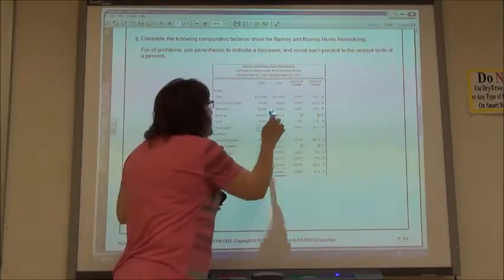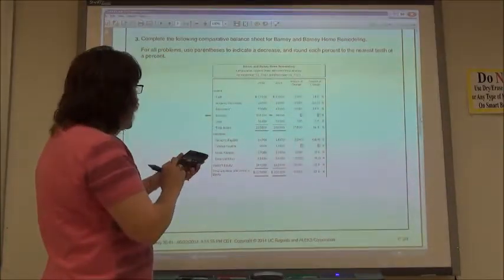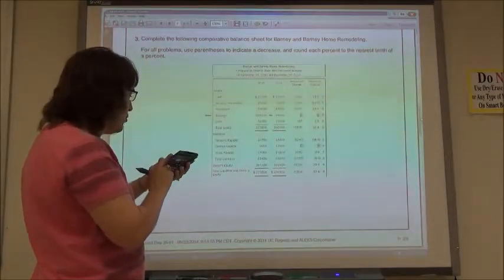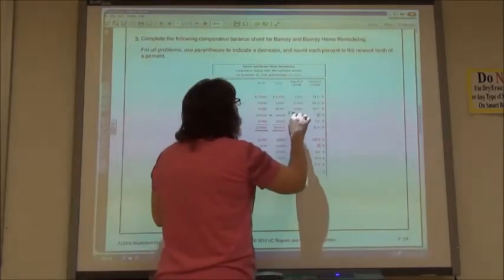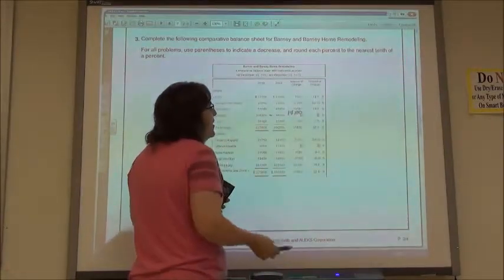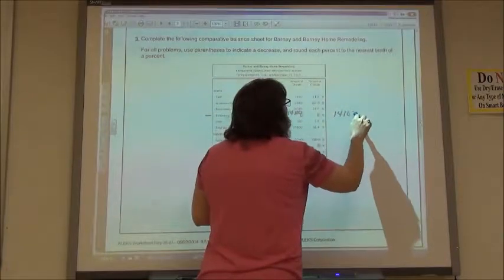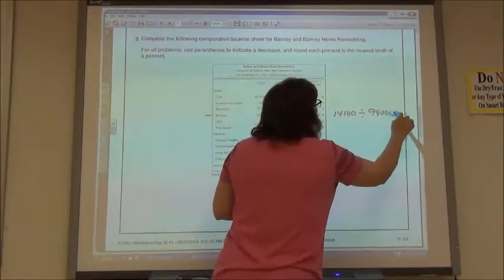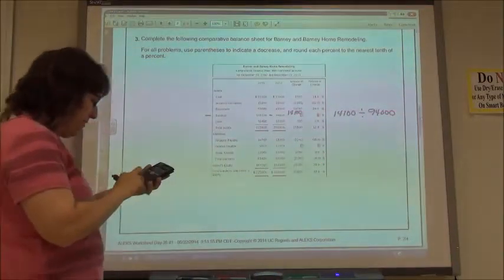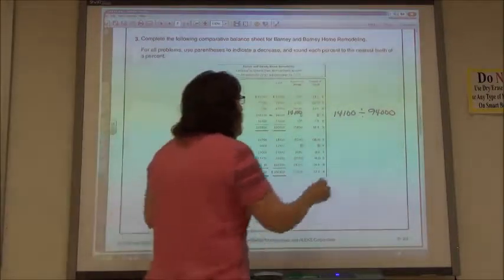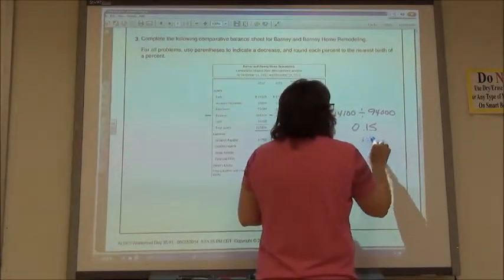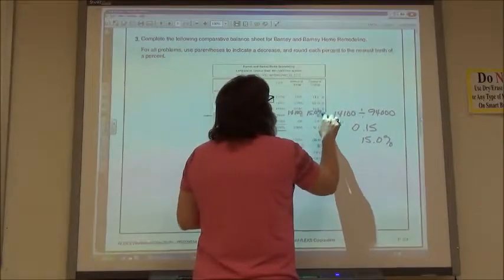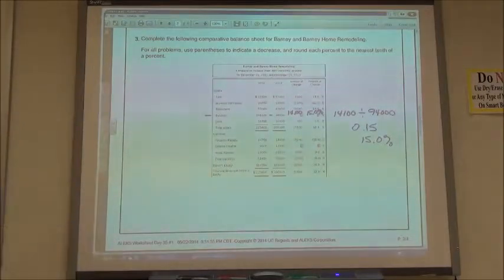We're just going to subtract 108,100 minus 94,000, which gives me 14,100. When I find the percent change, I'm taking that 14,100 divided by the starting one, which was the 94,000 from 2012. And I get 0.15, which is 15.0% when rounding to the nearest tenth. And again, it's positive, so we don't need the parentheses.